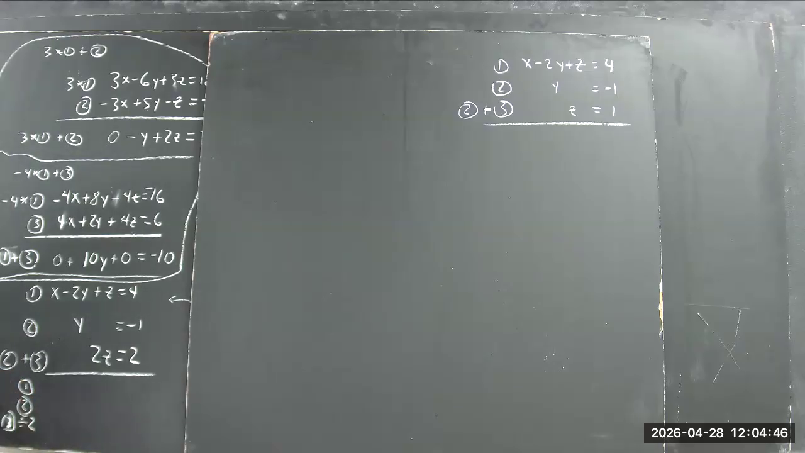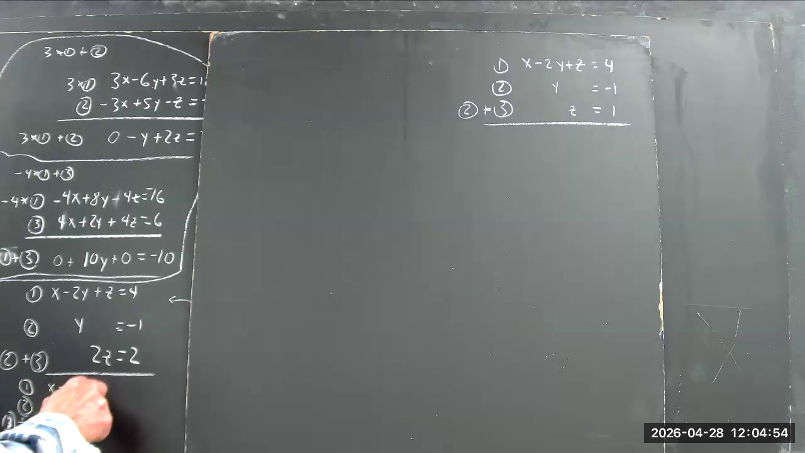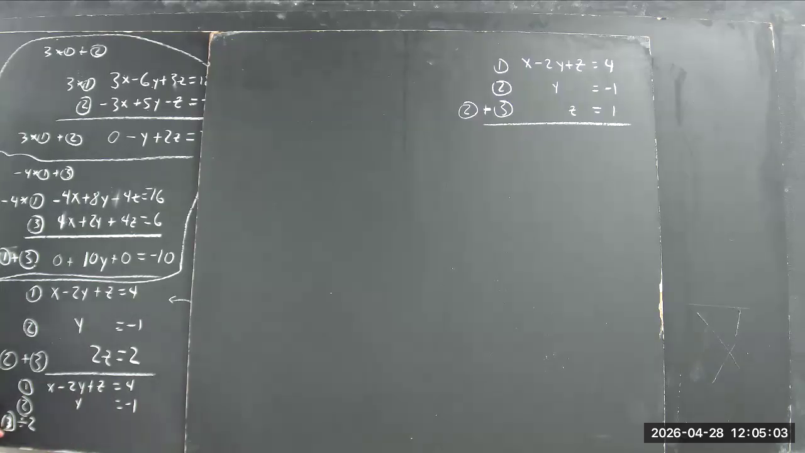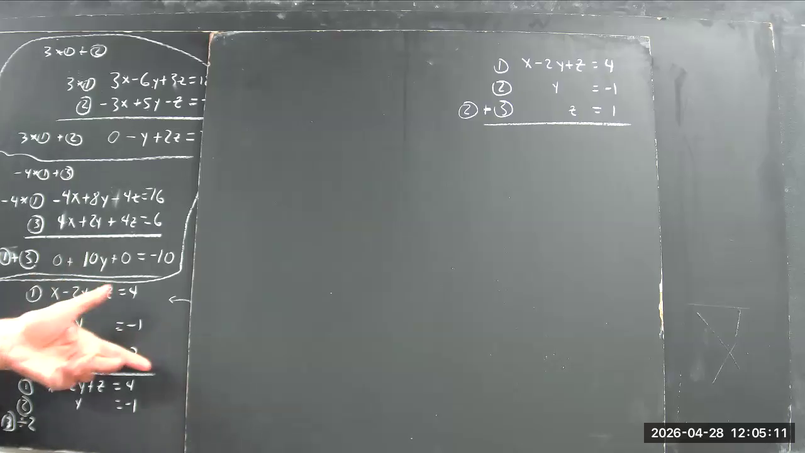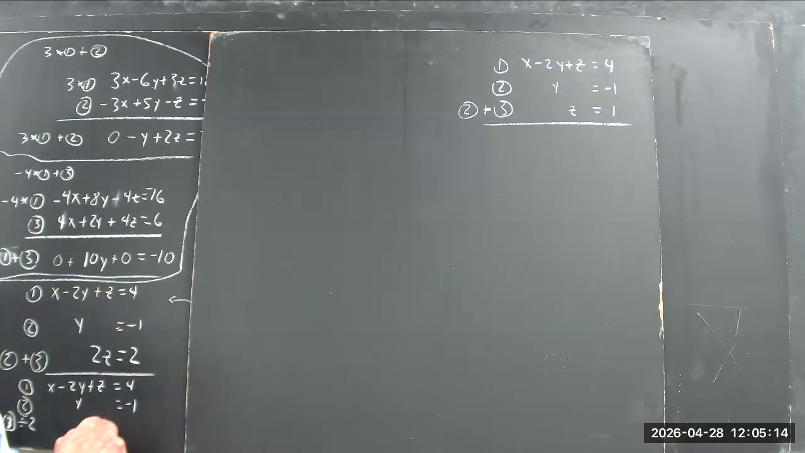I messed up somehow. Okay, well, all we're doing here is writing down equation 1 and equation 2, like it says. There's equation 1 from above, equation 2 from above, and equation 3 above is 2z equals 2. If we divide everything there by 2, we get z equals 1.